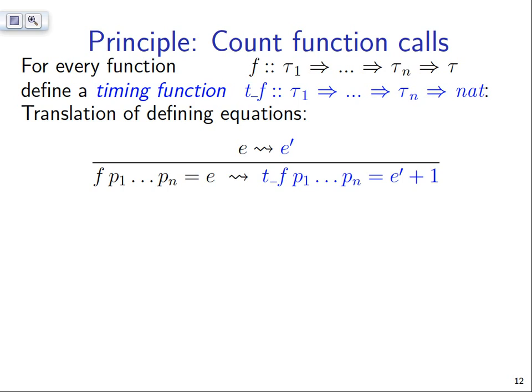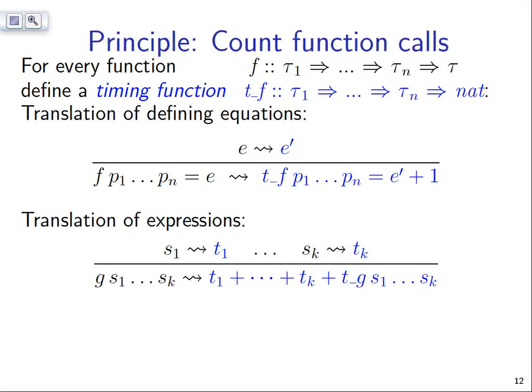So the squiggly arrow is overloaded. Down here it's used for translating defining equations. Up here it's used for translating individual expressions. And where does the plus 1 come from? That is simply, we also have to count the call of the function f. So the e' counts how many function calls are made in the expression e, and then we add 1 for the function call of f that this equation represents. Make sense? Appears so.